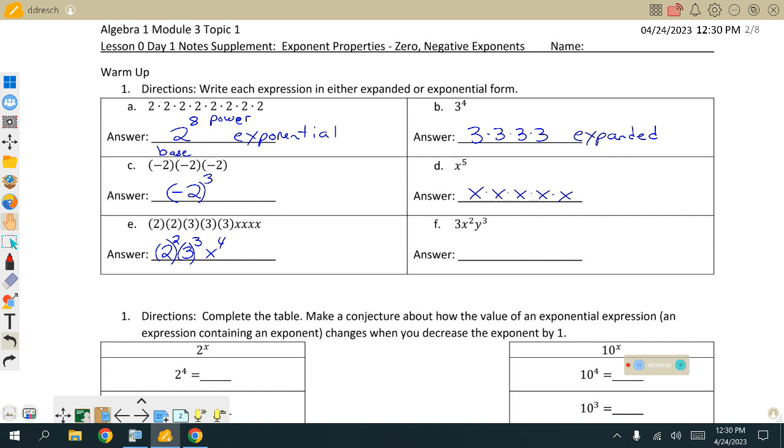Okay. But what you got there is the basics. That's what we're looking for right there. There's not a negative to worry about. And as you just told me, we have a base of 2, a base of 3, and a base of x.